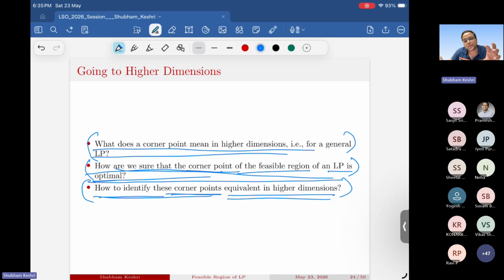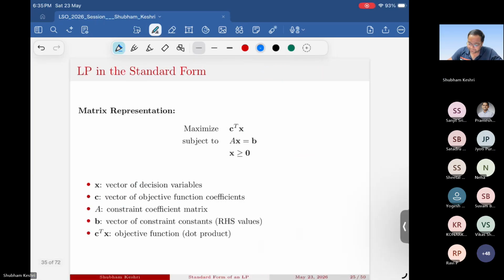So we will use an algorithm to solve an LP of higher dimension. We will eventually move to simplex. Nevertheless, whichever algorithm we are using, how will that algorithm identify the corner points in higher dimension? This is what we'll see now. Okay, so we will go to standard form.